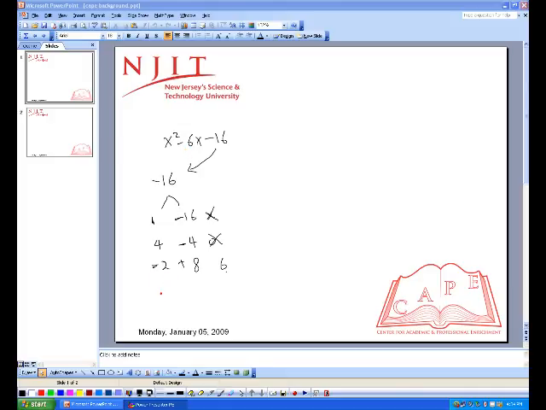The last pair we'll try is 2 and negative 8. 2 times negative 8 gives you negative 16, and 2 minus 8 gives you negative 6. This is the number we want. So that means this pair, 2 and negative 8, works. Now the factorization will be x, and I simply plug the 2 in: x plus 2, times x, and I plug the negative 8 in: x minus 8. So that will be the answer. Not so difficult, huh?